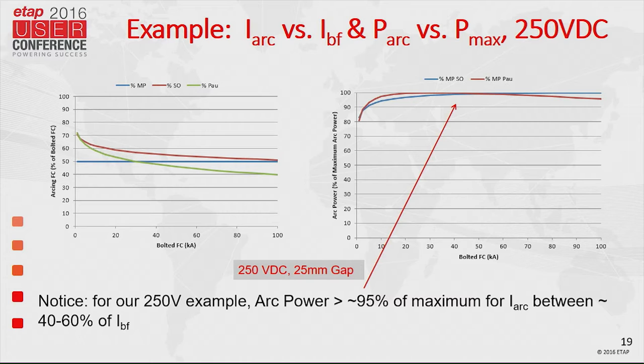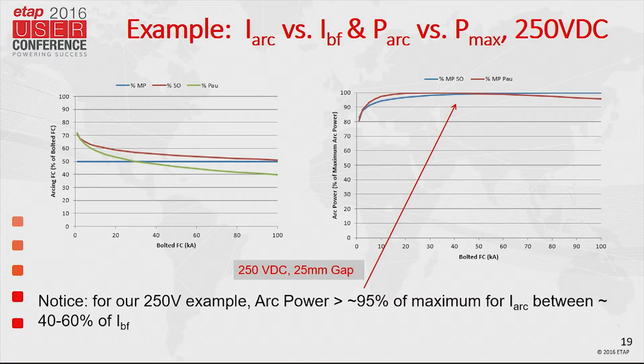That goes up as we get down to very low fault current levels. That's because at that point the system impedance is high. We have a low fault current available in the system. System impedance goes up, the resistance of the arc doesn't really matter much anymore, and so we go up and hit close to 100%. But over a pretty wide range, we're pretty close to that maximum power. The three models have converged.